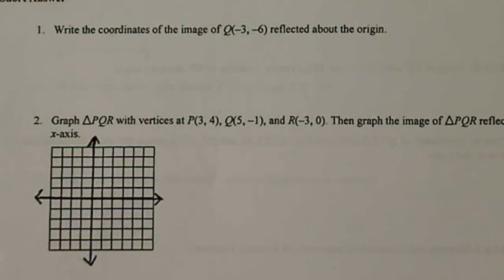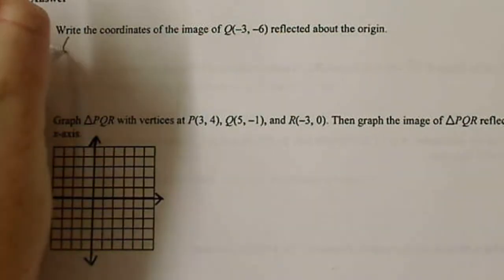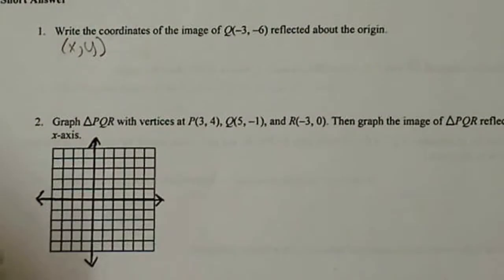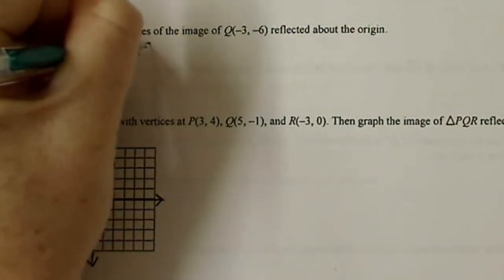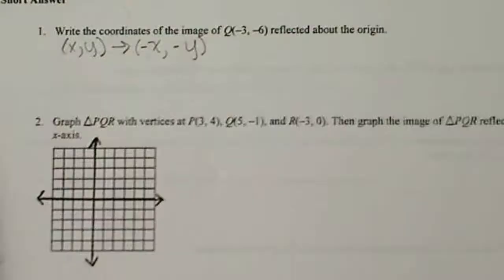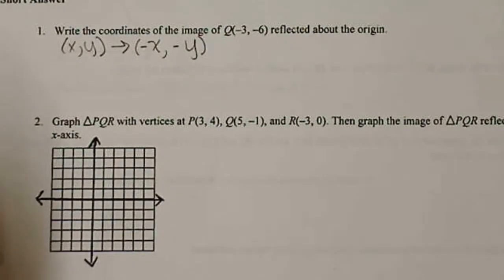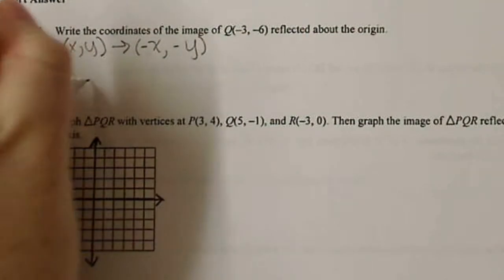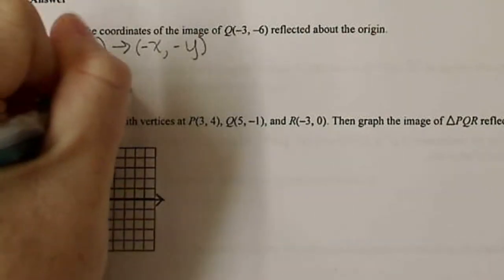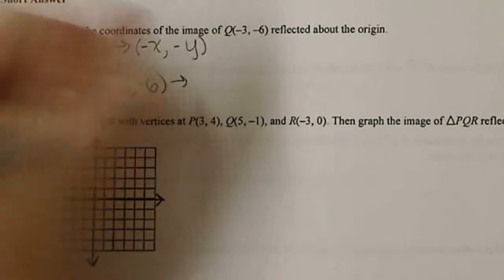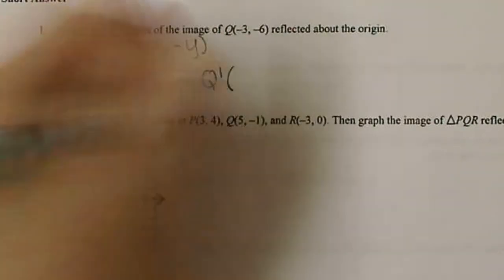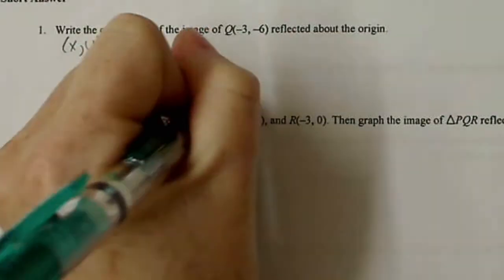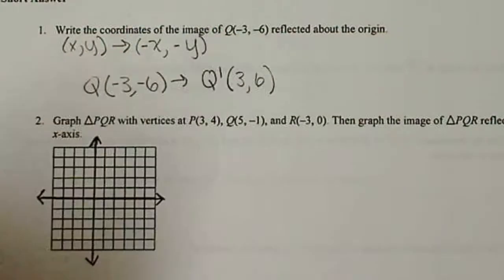What are the coordinates of the image Q reflected about the origin? Now, if you remember, if something is reflected about the origin, what happens to x, y is that the points become negative. So you can graph it and double check it, but if you remember our little trick here, you do not have to graph it. So the new points of Q, or Q prime, are going to be positive 3, 6.